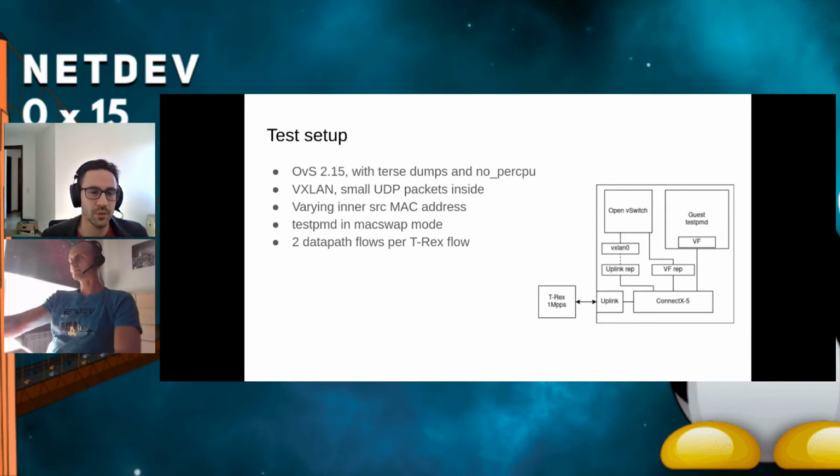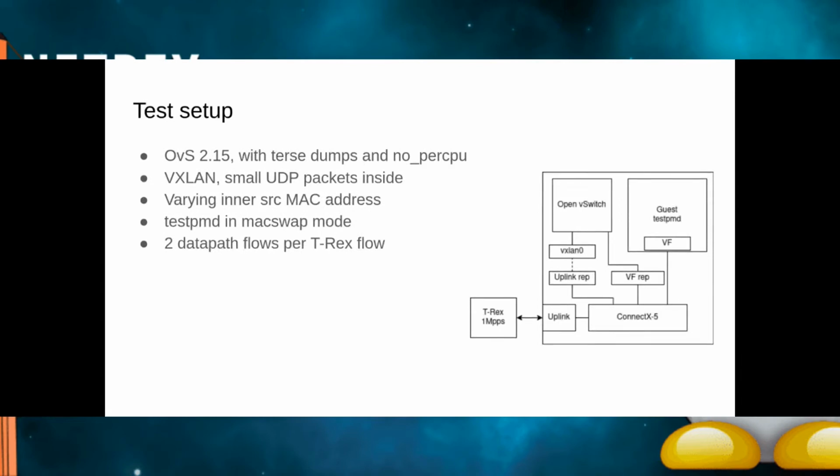We used Open vSwitch 2.15 that has support for terse dumps and no per CPU. It's worth noting that these features are probed when OVS starts, so it will use them if they are available. We used VXLAN encapsulation, which is one of the heaviest flows that we can have in terms of control path. Inside them, we had small UDP packets, because we don't want to be stressing packet switching. That's not the idea here.